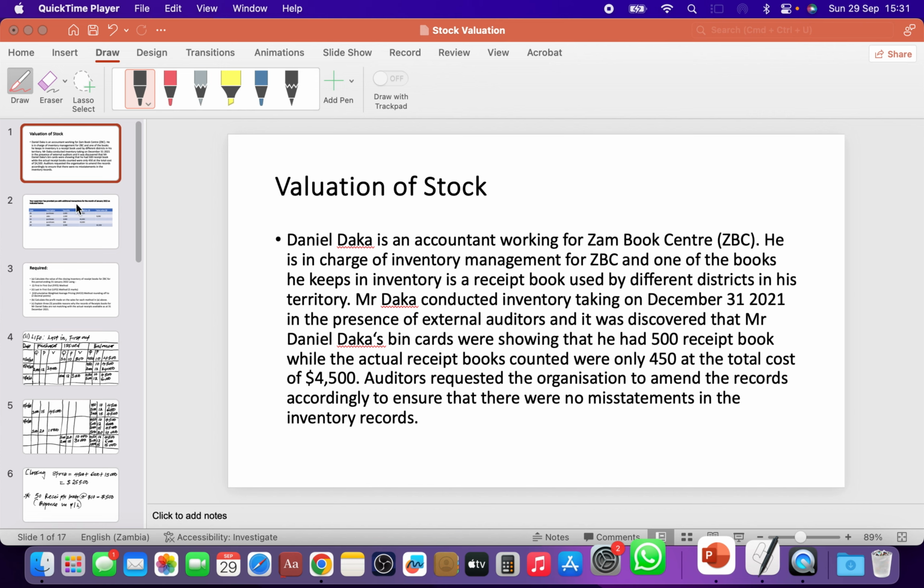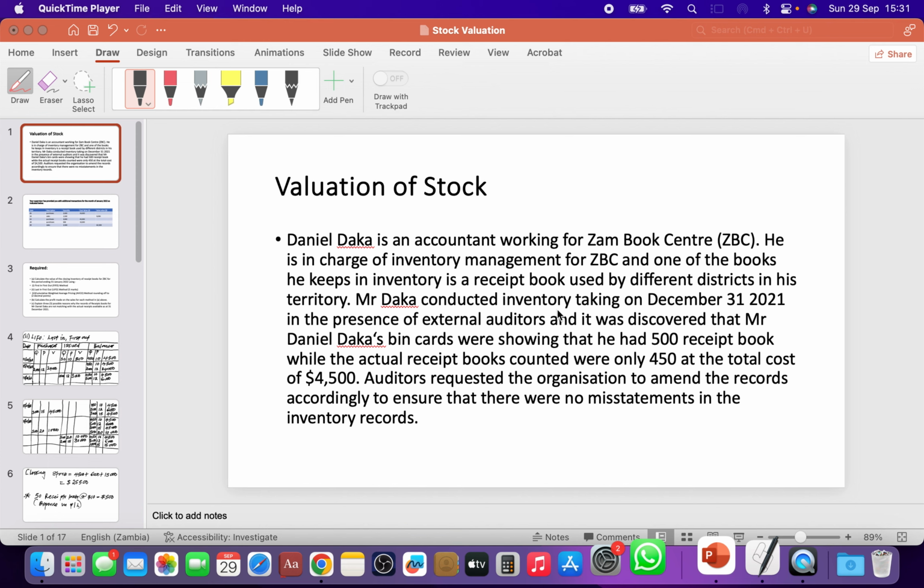The question we're looking at is as follows. Daniel Dakar is an accountant working for ZAM Book Center, ZBC. He is in charge of inventory management for ZBC, and one of the books he keeps in inventory is a receipt book used by different districts in his territory.